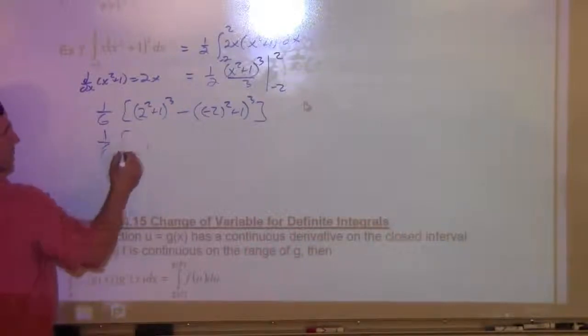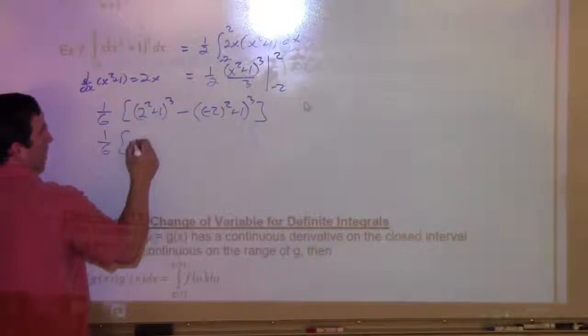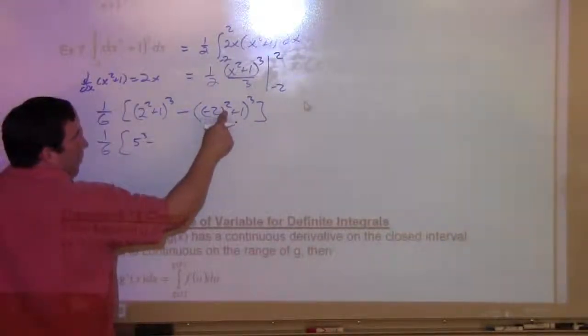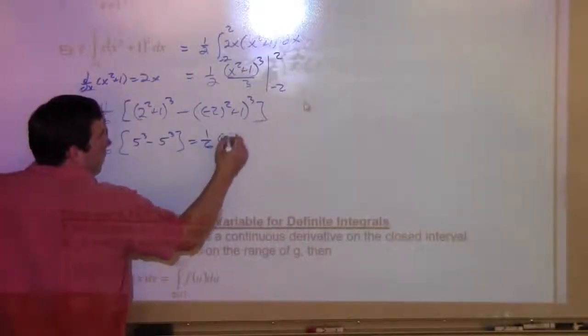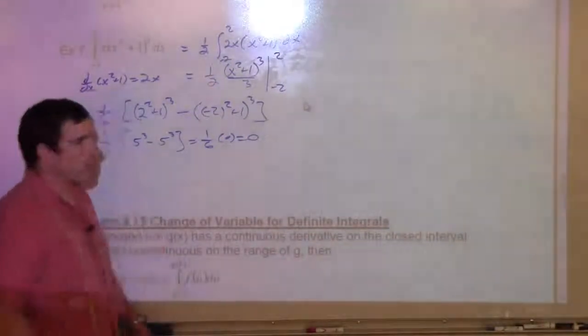It's 1/6 times 2 squared is 4, 4 plus 1 is 5. So we have 5 cubed minus -2 squared is 4, 4 plus 1 is 5, so 5 cubed. And that's just 1/6 of 0, which is 0. All that work for a 0. Oh well.